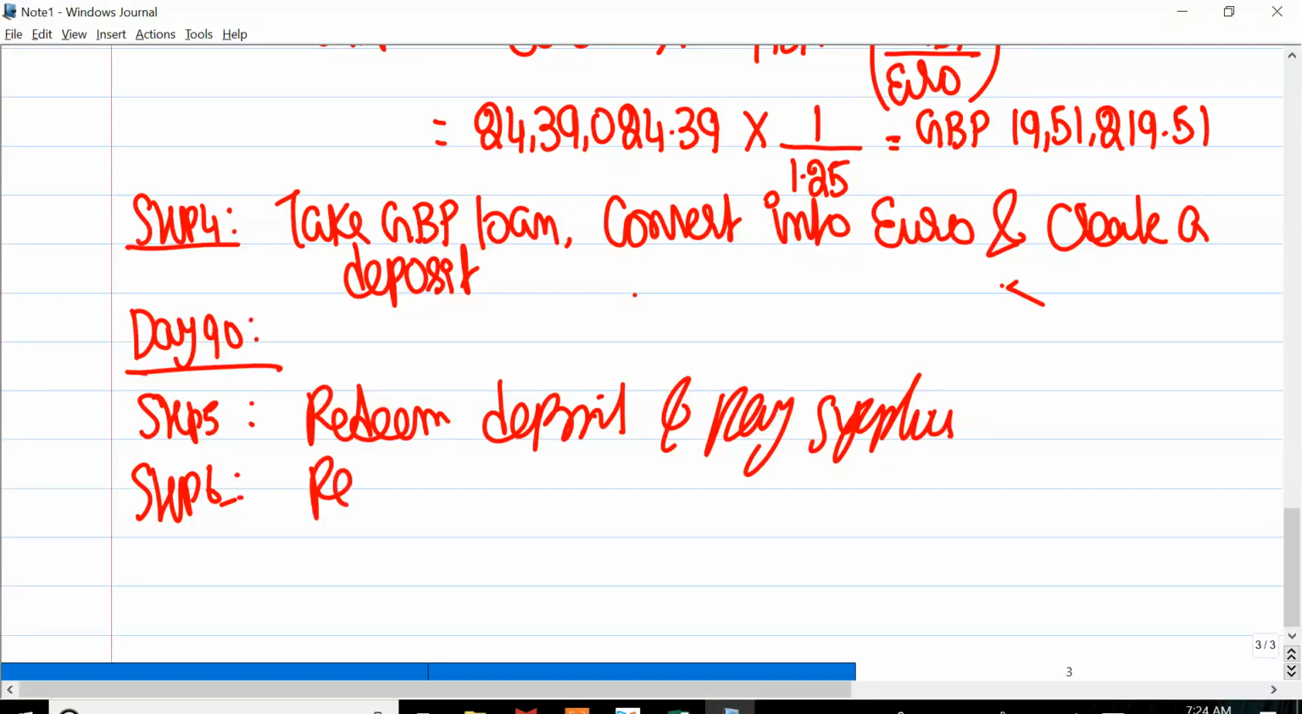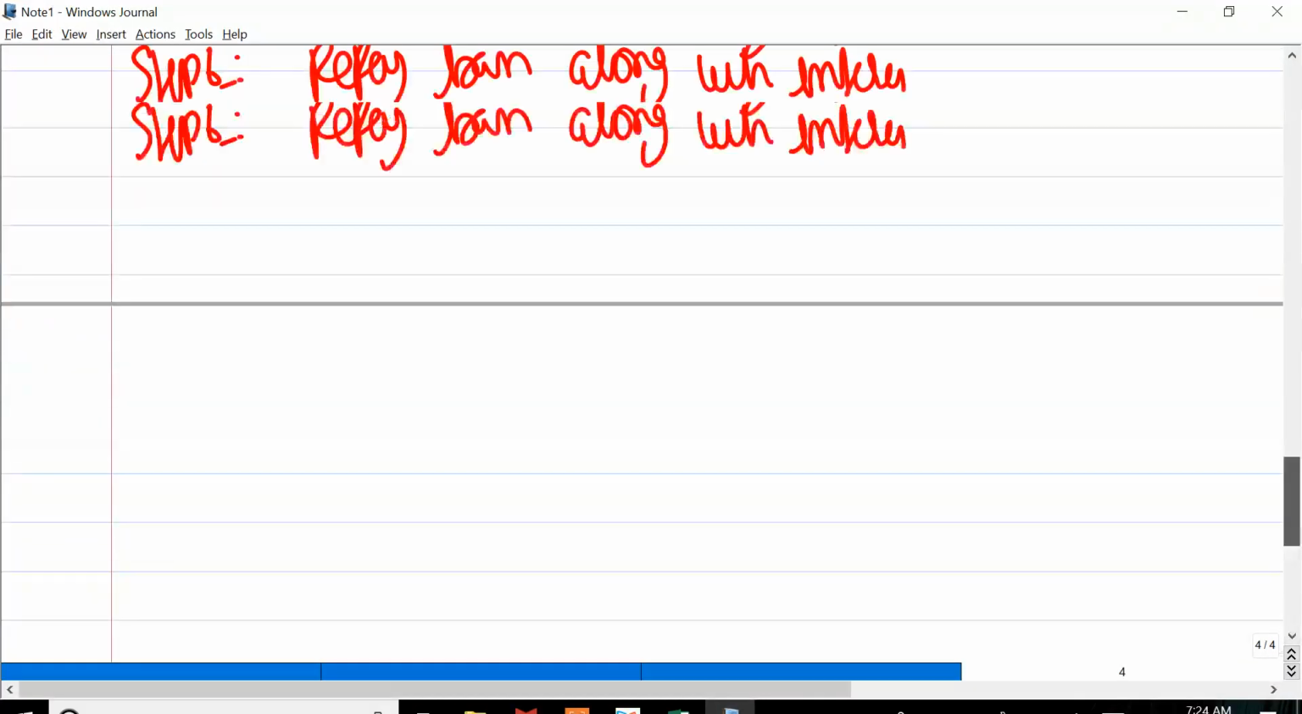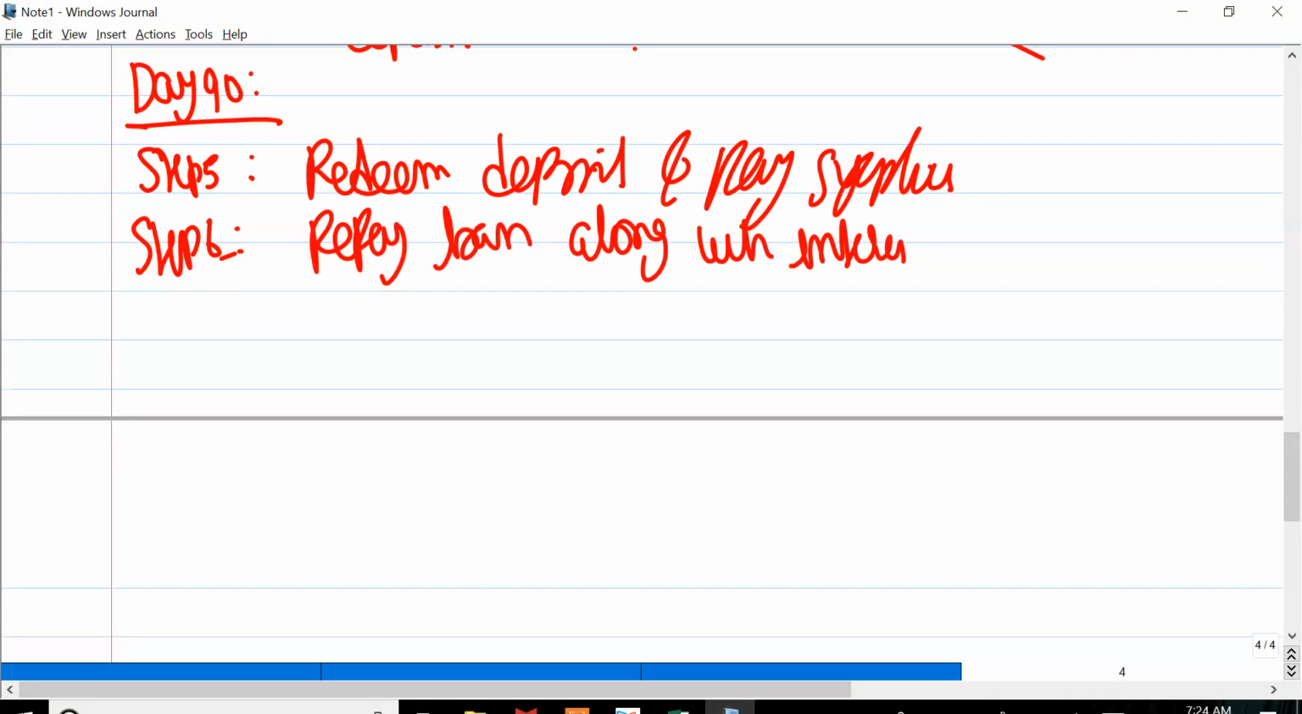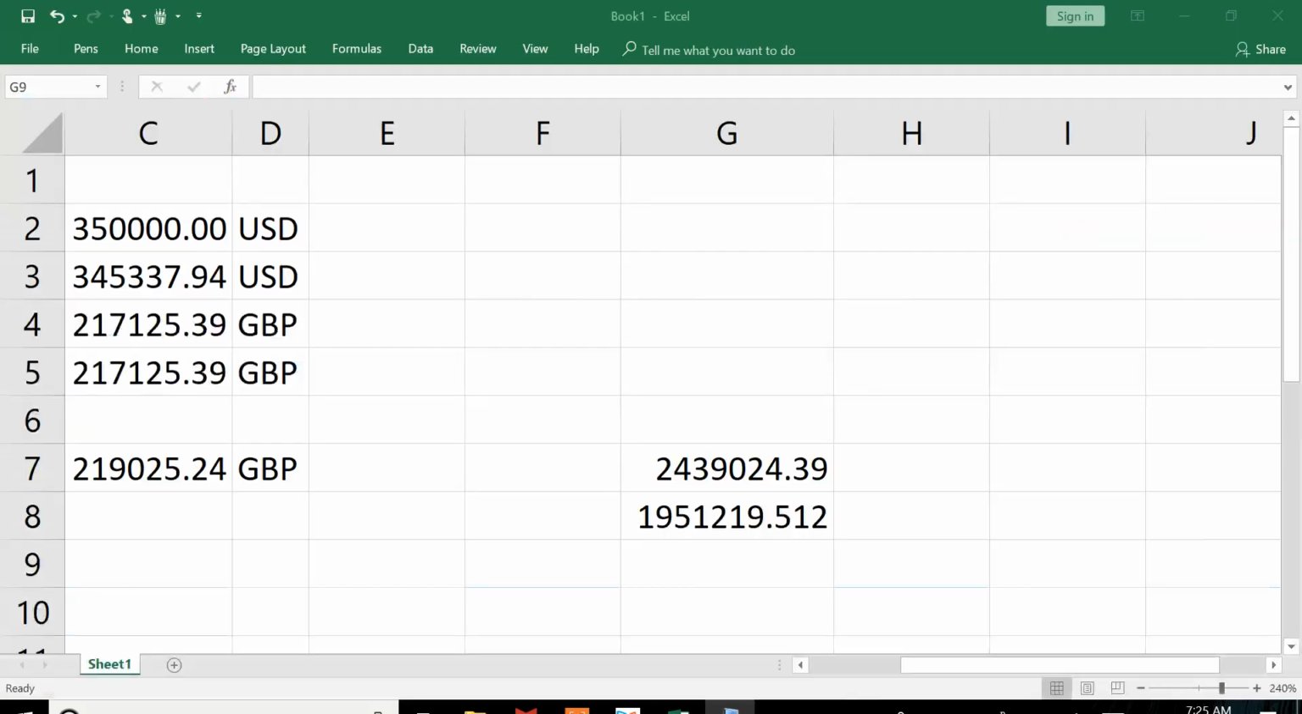Repay loan along with interest. This is my final payable. The only good thing is this payable will be in my home currency. That is what I wanted. Repay loan along with interest. I have taken a loan of how much?